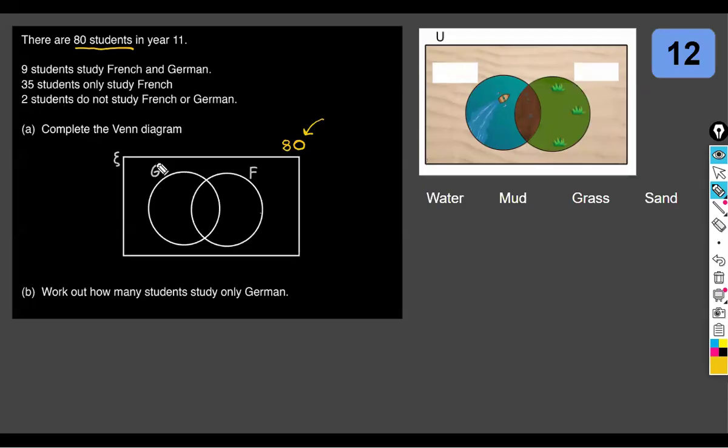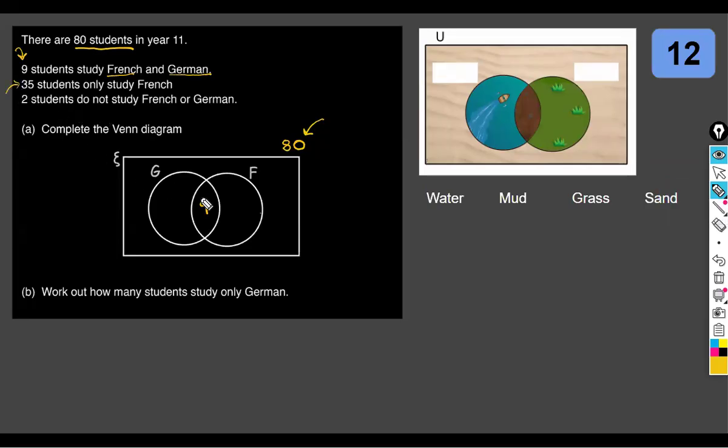9, well, G is for what? The German, and F is for what? French, obviously. 9 students study both French and German. So the 9 will go in between here. That's the intersect, because the intersect region, where the two circles overlap, means that amount is common to both German and French. Let me finish. I know most people would have gotten that 9 correct.